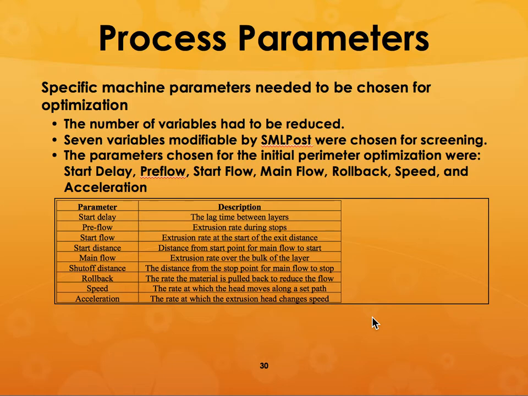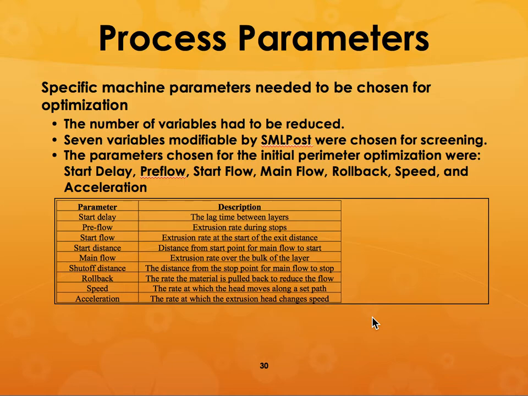So what we had to do was look at all the different variables, and we chose certain parameters for screening. The screening was only done with two levels of modification. So you either had a low level or a high level. For example, you could do 5 millimeters per minute, or 1 millimeter per minute movement of the extrusion head.